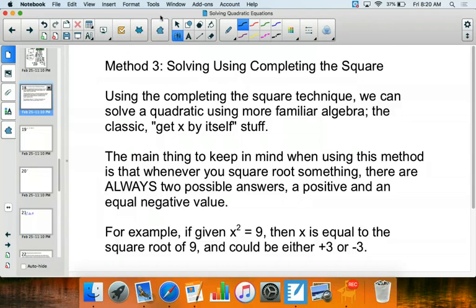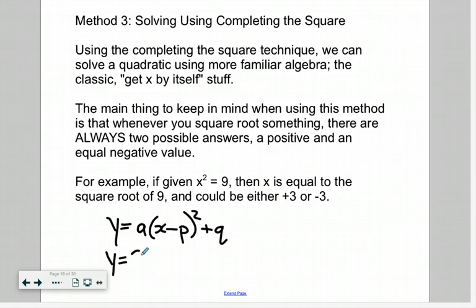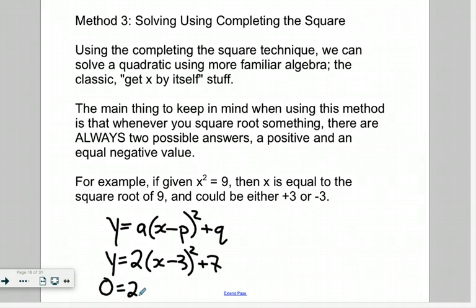So in this method 3, solving using completing the square, this one uses that more traditional form of algebra where you're just getting x by itself. Because when you're in vertex form, y is equal to a times x minus p squared plus q. So if we gave an example of, let's say, y is equal to 2 times x minus 3 squared plus 7, and we were then asked what are the roots of this equation, we would set y equal to 0 here, 0 equaling 2 times x minus 3 squared plus 7.